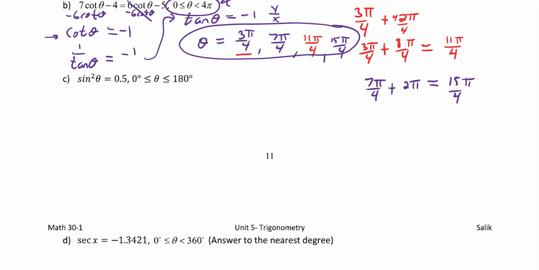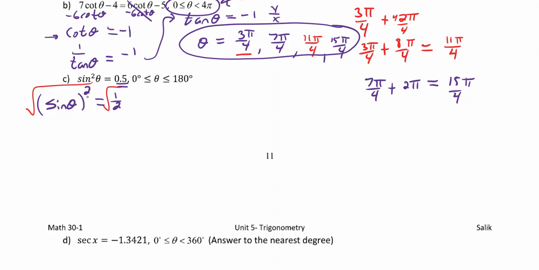All right, so let's see if we can make some sense of this one. Let's rewrite this a little bit. We'll write it as sine theta squared is equal to, and then instead of 0.5, let's write that as a half. And we're between 0 and 180. All right, so if I want to get theta on its own, let's take the square root of both sides.